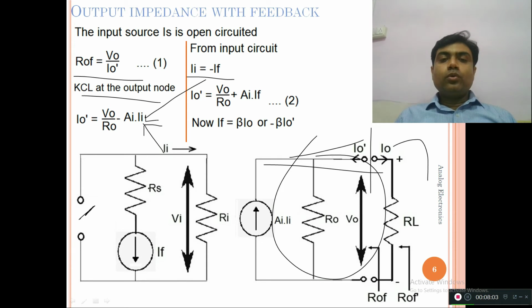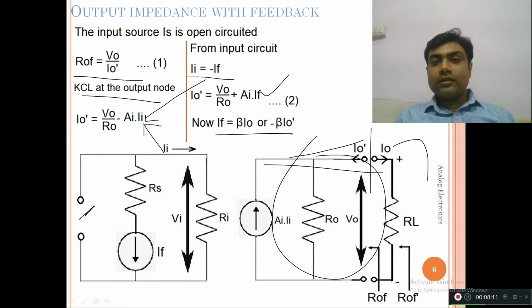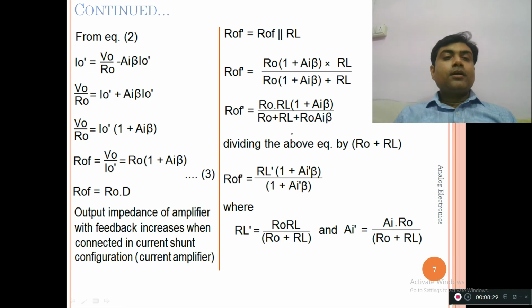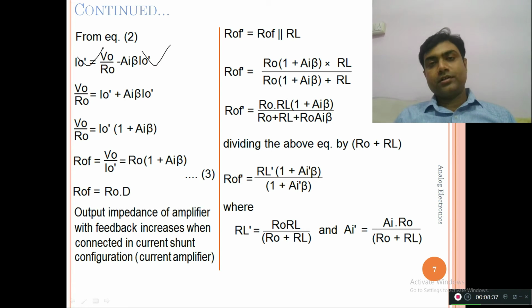In equation number 2, the unknown term is IF. We can replace this IF with the value of beta into I naught. What is beta? Beta is the feedback factor, I naught is the output current, and IF is the feedback current. So the feedback current can be replaced in terms of the output current because we are sampling the current. So it is beta I naught, or it can be written as minus beta into I naught dash, because I naught and I naught dash are in the opposite direction. It has been replaced in the value of I naught dash. We have taken I naught dash because on the left hand side we have I naught dash. If we had written it in the form of I naught, I would have taken the value of I naught.